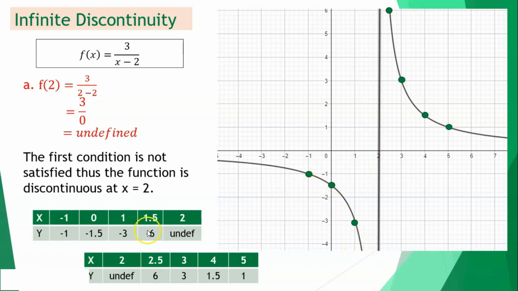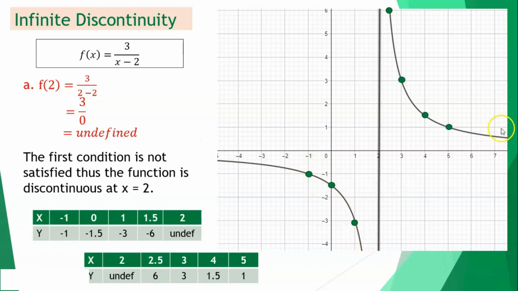Now to the left, so take note at x equals 2, it is asymptotic. So take note of that. So to the left, we have here 1 and -3. We have 0 and -1.5. We have -1 and -1. So just connect. This will be our graph.